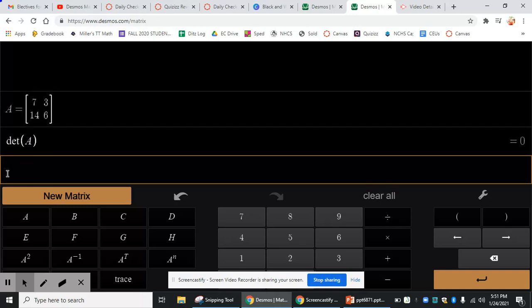Anyways, so that's how you figure out if your matrix is going to be invertible or not. If you get a determinant that's anything but 0, then it's not invertible.